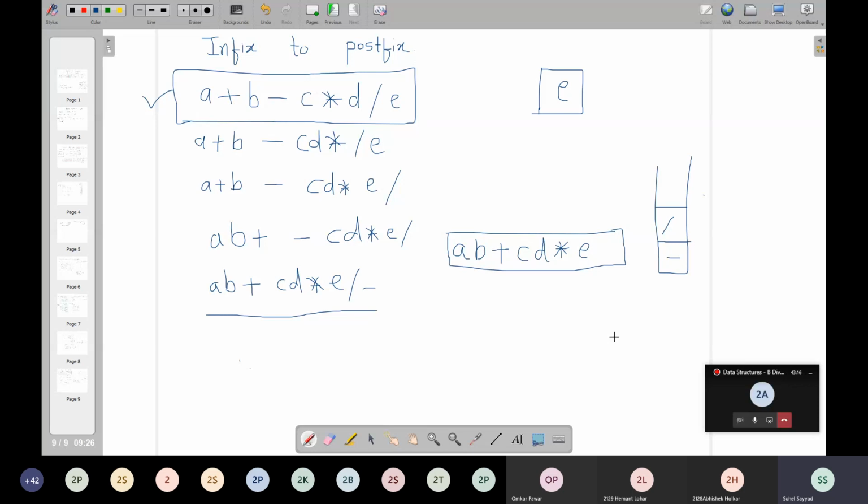Now when my entire input string is finished, what do we do? Last step: pop everything that is present on the stack, correct? So if I do pop now, what will be popped first? Division will be popped first. Then minus will be popped. Does this match our answer? Yes. So this is how we have successfully converted our infix notation into the postfix notation with the help of stack.